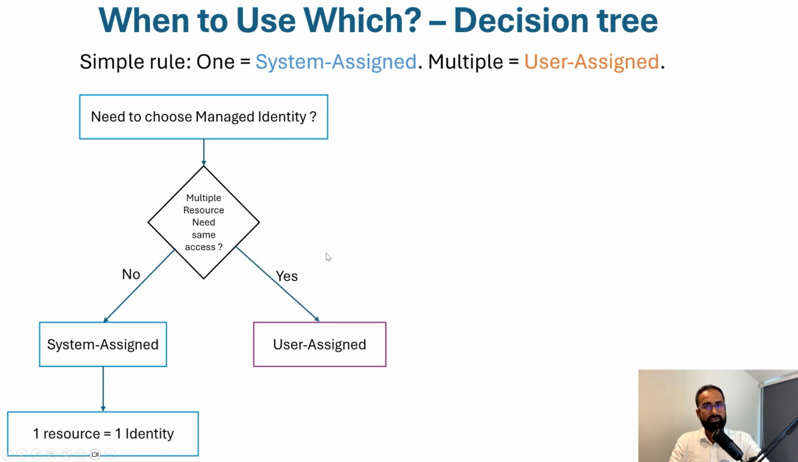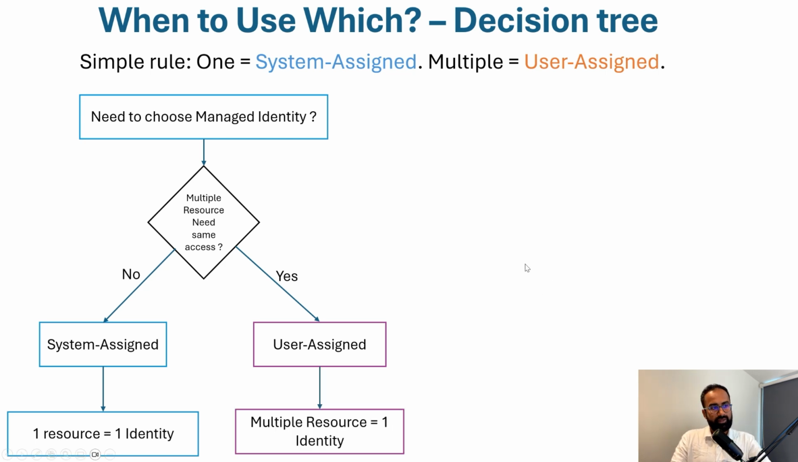If the answer is yes, it means that you need multiple resources with the same access. In this case, you go with the user assigned identity, where multiple resources will have one identity, and to that identity you will give access. Let's understand in Azure terms.